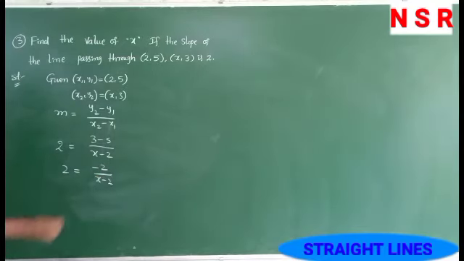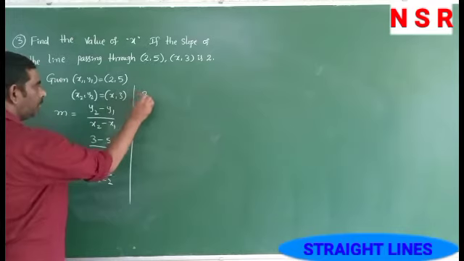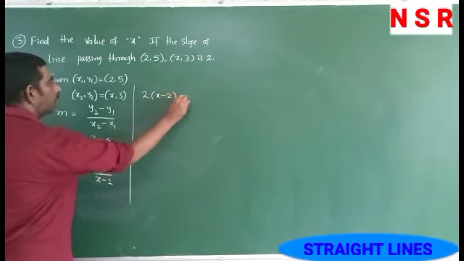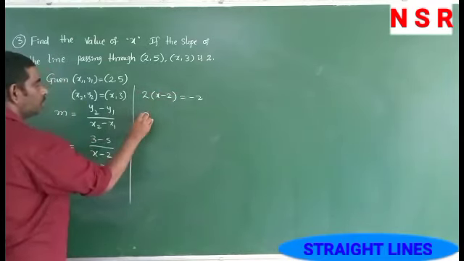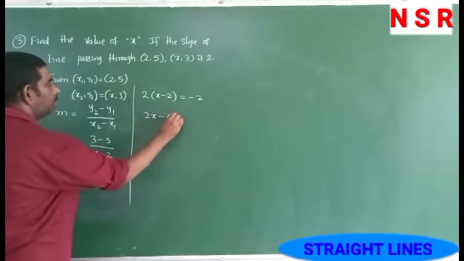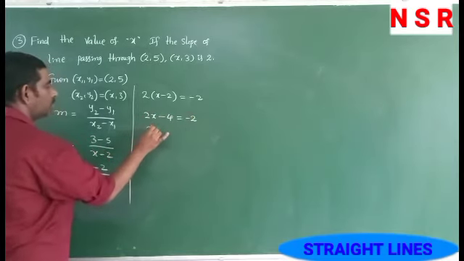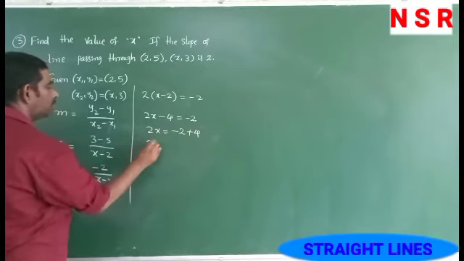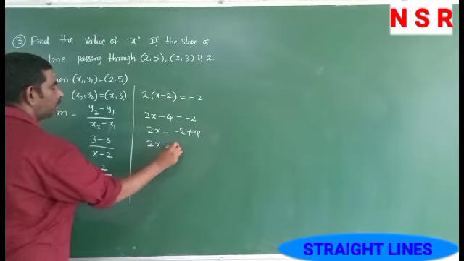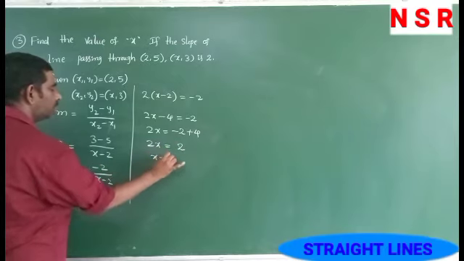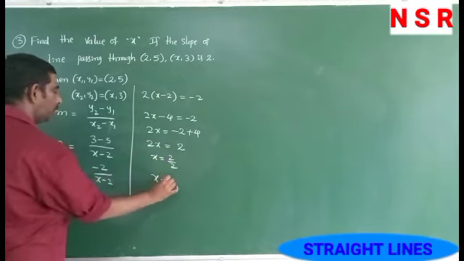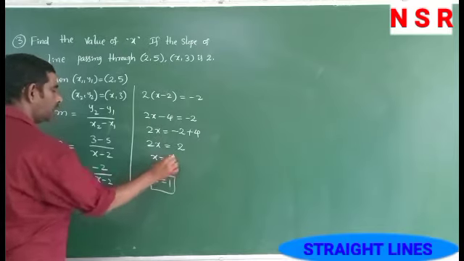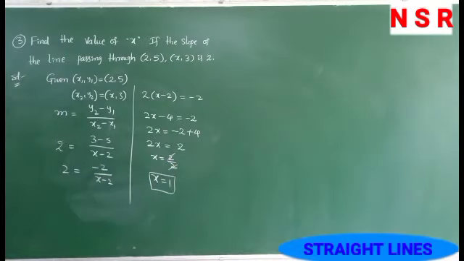So multiplying (x minus 2) to this side, we get 2 into (x minus 2) equal to minus 2. So 2 into x is 2x, 2 2s are 4, equal to minus 2. So 2x equal to minus 2 plus 4, moving 4 to this side it becomes plus. So minus 2 plus 4 is equal to 2. Now x is equal to 2 by 2. So the 2s get cancelled. So x equal to 1. If the slope of 2 points is 2, then the value of x is equal to 1.